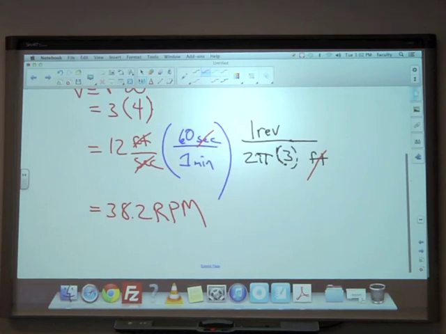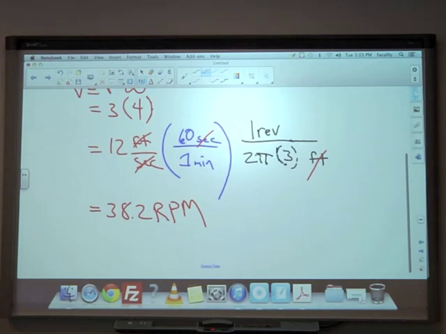So whatever you get in seconds, if I want revolutions per minute, you always just multiply by 60 over the equation for circumference, because 1 revolution is equal to the circumference of the circle. So 38.2 RPMs is a linear velocity in terms of revolutions per minute.